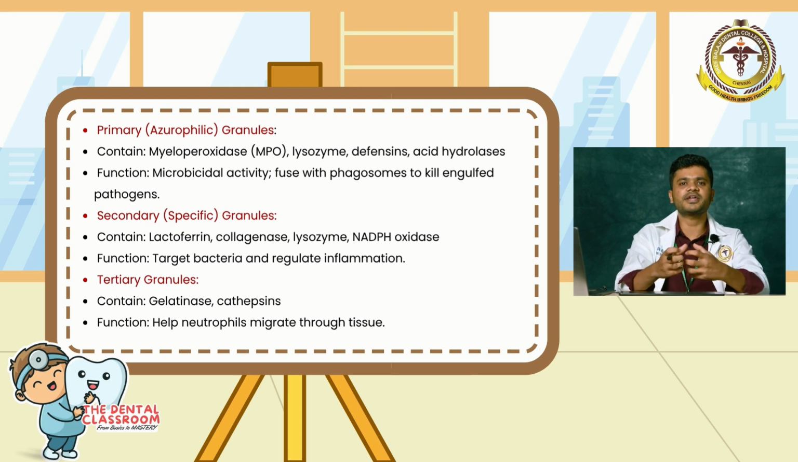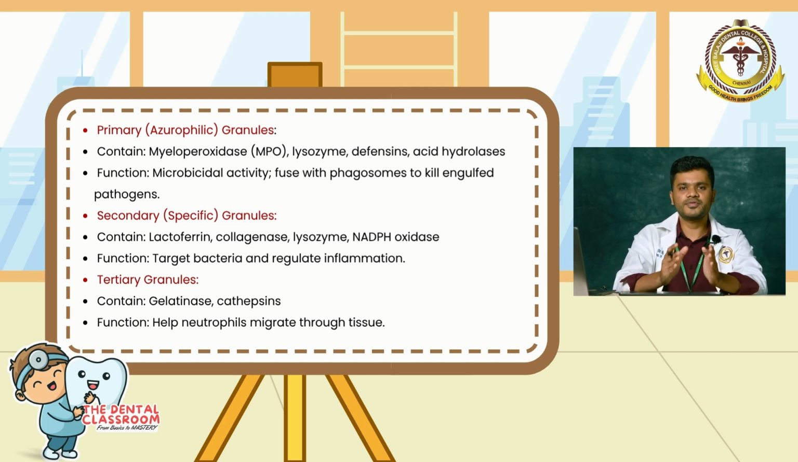So it is very difficult for the neutrophils to travel because of the coarse fiber content. With the help of the tertiary granules, it will release matrix metalloproteinases. These matrix metalloproteinases will break the collagen fibers with the help of collagenase. So this paves the way for the neutrophils to easily travel to the site of injury or infection.